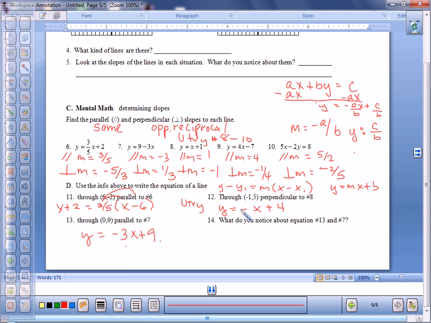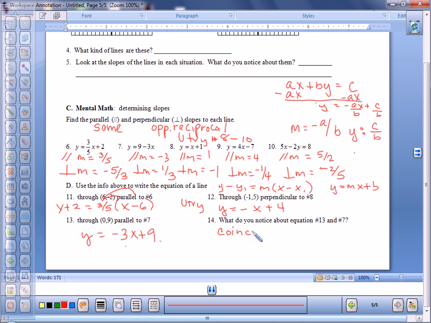All right, so let's look at number 14. What do you notice about the equation for number 13 and number 7? It's the same equation. So is it a parallel line? No, it's not a parallel line. It's the same line, isn't it? Oh. Okay? So even though we were asked to find a parallel line, it's actually a coinciding line. It means it falls right on top of the other one, right?